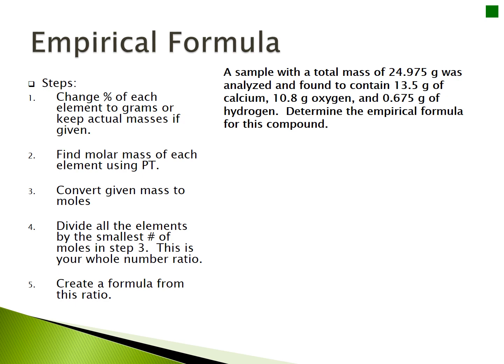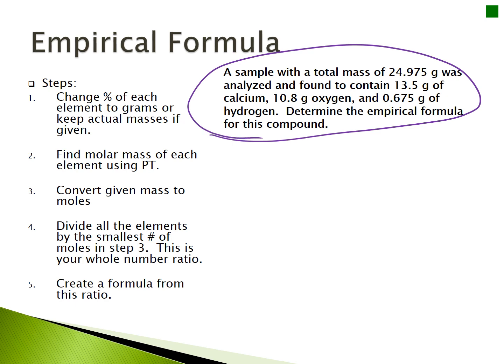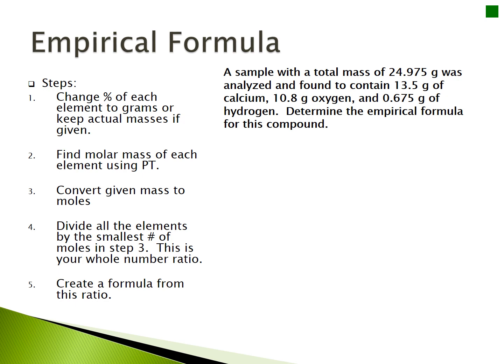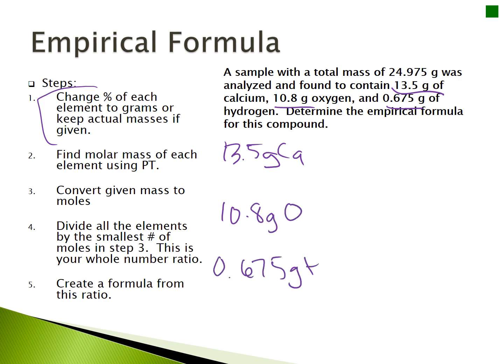So this information on the right here is the data that the machine would have given you. And from there, you can easily calculate the empirical and the molecular formula by following these 5 steps. The first step is to change the percent of each element to grams, or if given actual masses, then keep them. These are my actual masses, so I'm just going to keep them. I'm going to write down 13.5 grams of calcium, 10.8 grams of oxygen, and 0.675 grams of hydrogen.